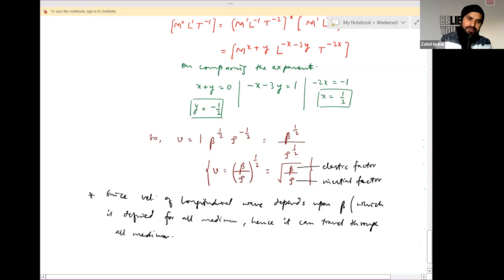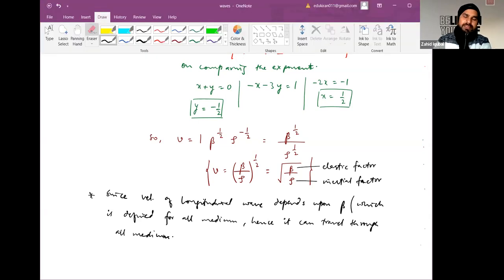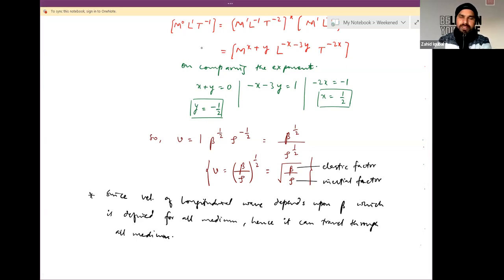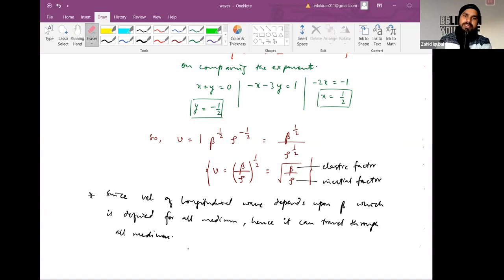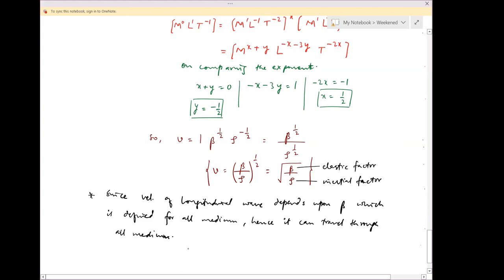So a question related to this part will be: why is transverse wave limited to solid only, but longitudinal wave can travel through all different media? So your answer will be this. Matthew, is it clear? Yes. Okay, just write it down.